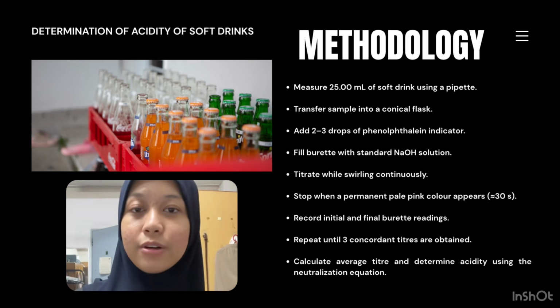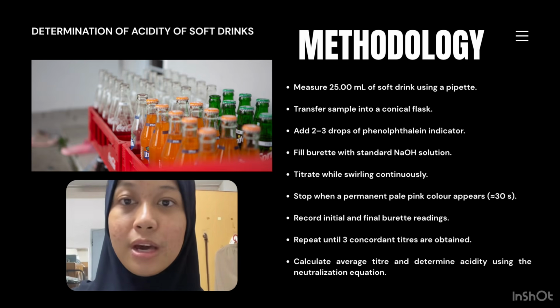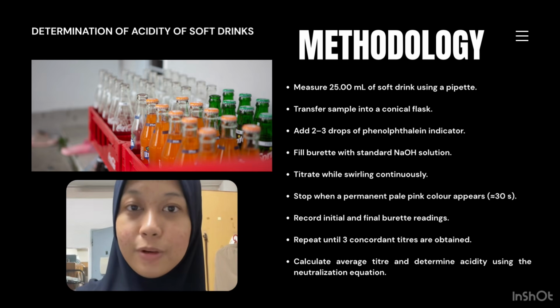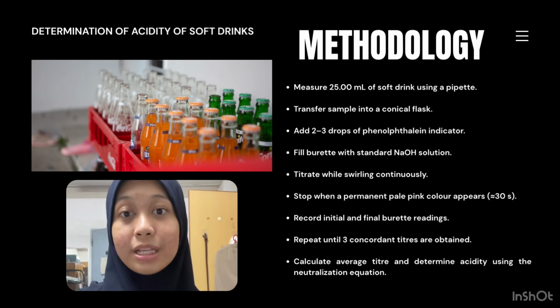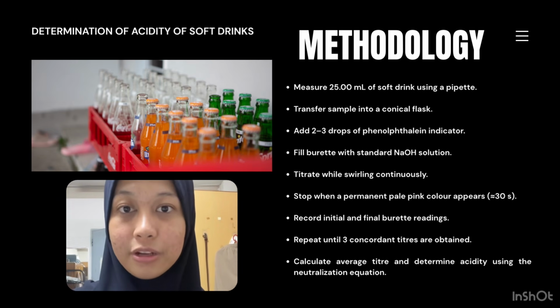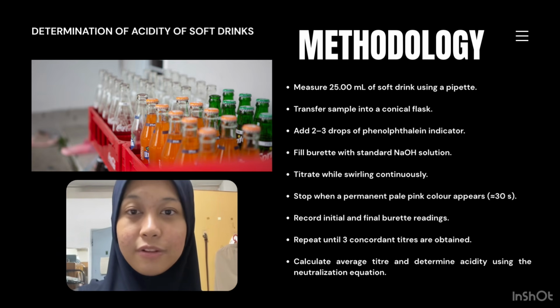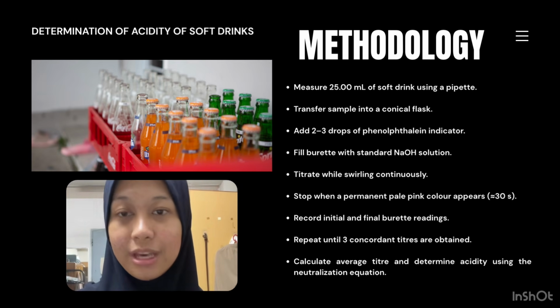The soft drink was then titrated by adding NaOH slowly while continuously swirling the flask to ensure proper mixing. The titration was stopped when a permanent pale pink color appeared and remained for about 30 seconds. This indicates the endpoint, meaning the acid in the soft drink has been completely neutralized by the NaOH.